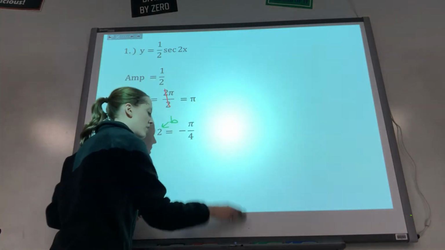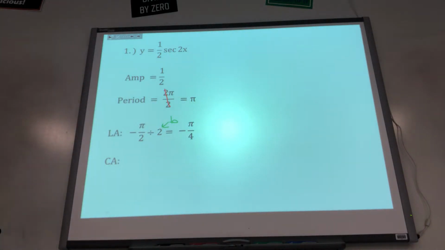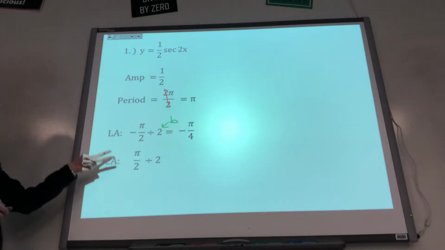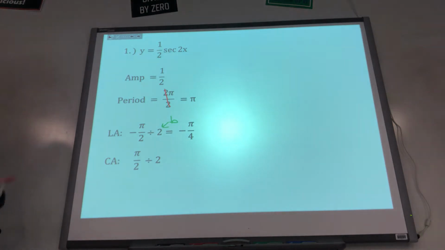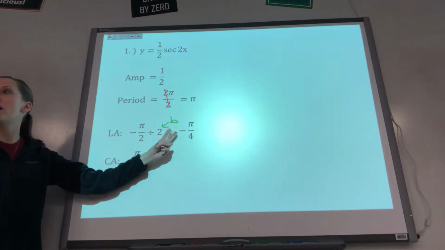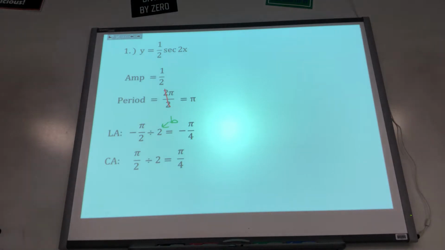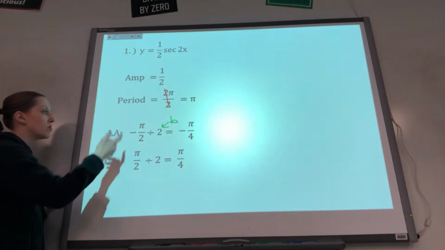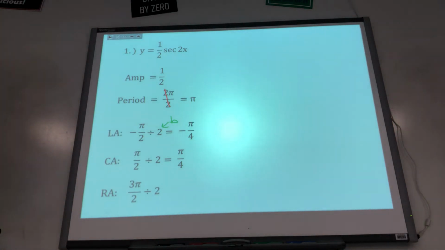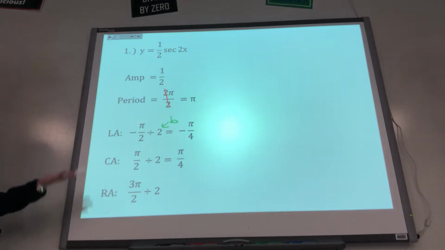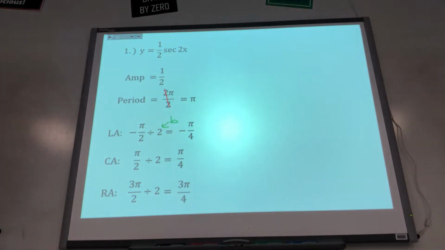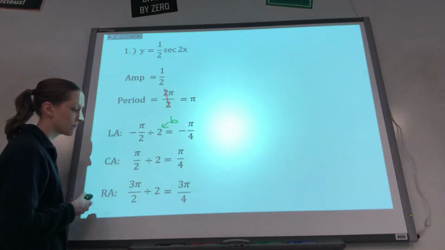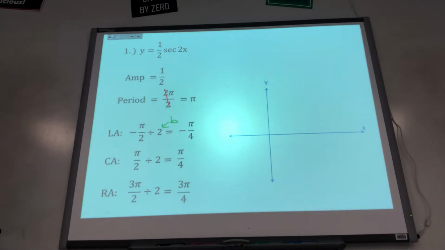All right, I'm going on to the center asymptote, CA. It used to be at pi over 2. Divide that by 2. It's actually the same work that you did up here, but now it's positive. So positive pi over 4. And the right asymptote used to be at 3 pi over 2. Divide that by 2. So again, it's like multiplying by 1/2, and you get 3 pi over 4. Very good. Those are the new x values that we need to put on our x-axis.